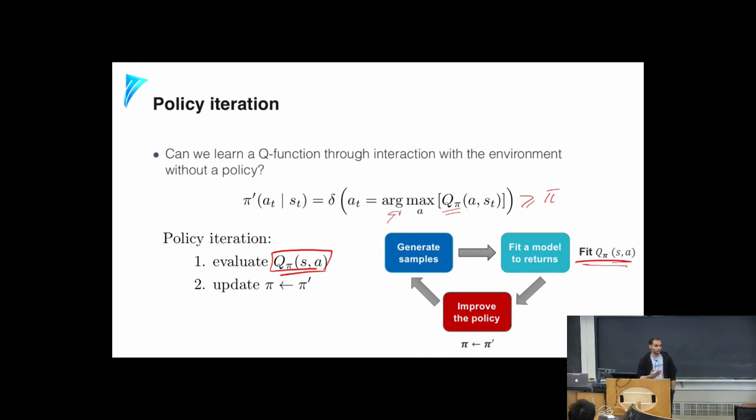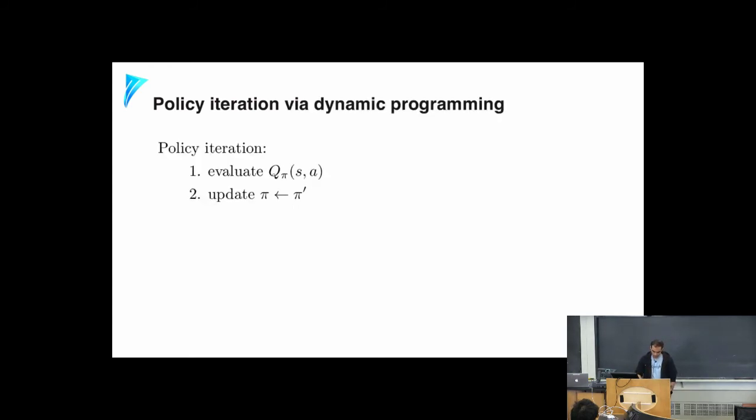In this simple tabular setting, we should be able to do that with dynamic programming, right? We're going to start from some state and then recurse. And every time we take an action, we're going to just look at all possible actions and then weight them according to our policy. So that's how we're going to evaluate the Q^π.